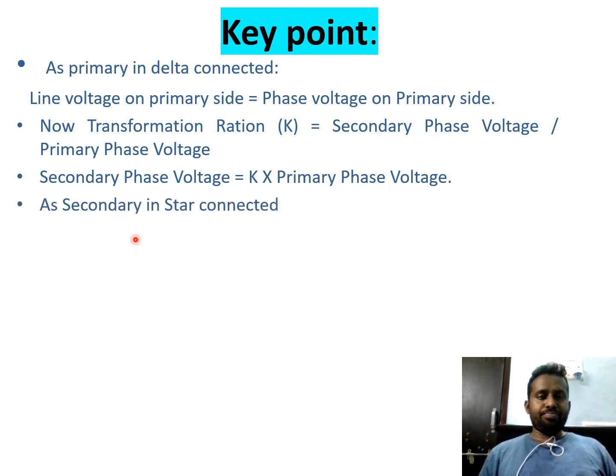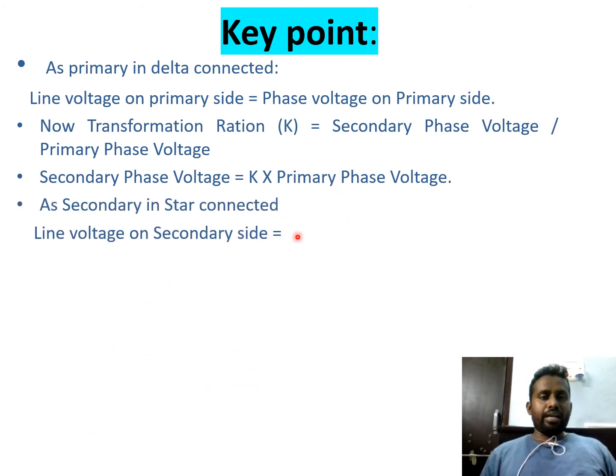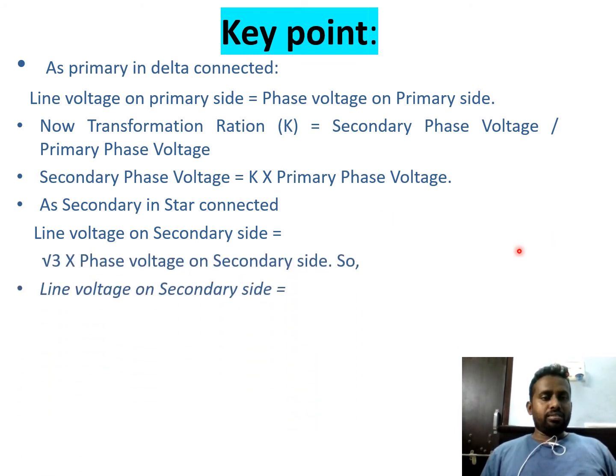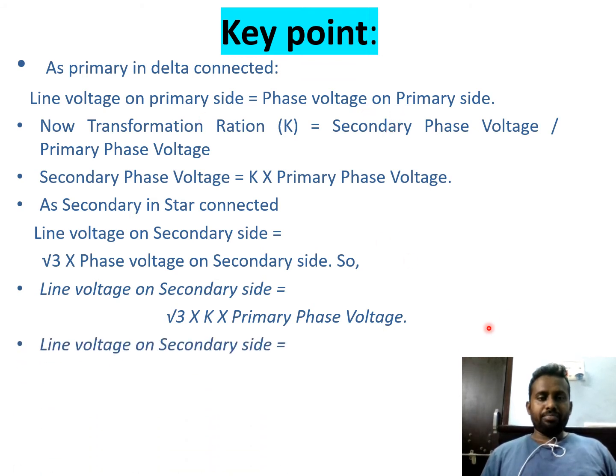As the secondary is star connected, line voltage is equal to root 3 times phase voltage. So line voltage on secondary is equal to root 3 into phase voltage on secondary. What is the phase voltage on secondary? K into primary phase voltage. So this will be root 3 into K into primary phase voltage. Phase voltage on primary is equal to line voltage on primary. So line voltage on secondary is equal to root 3 into K into primary line voltage.